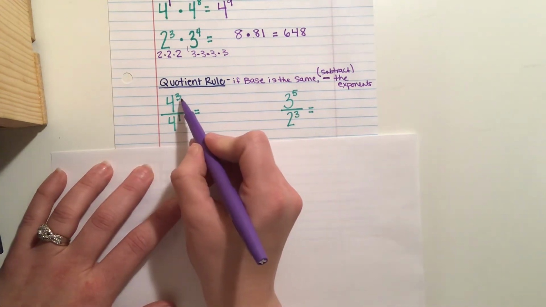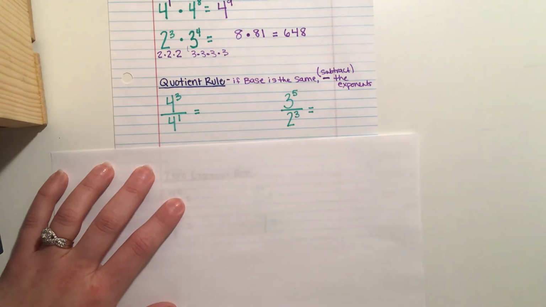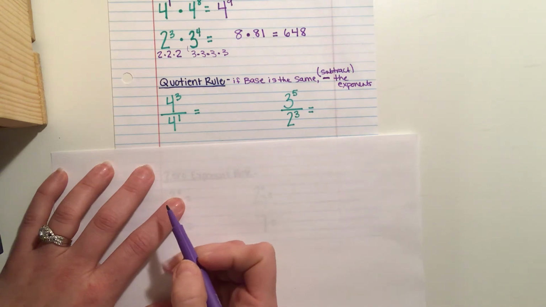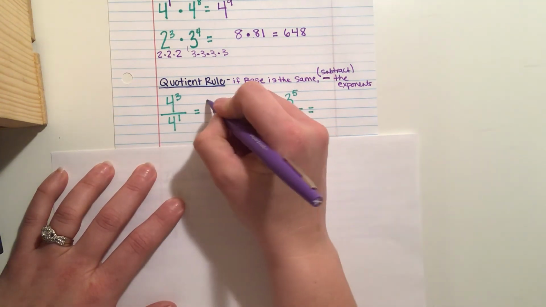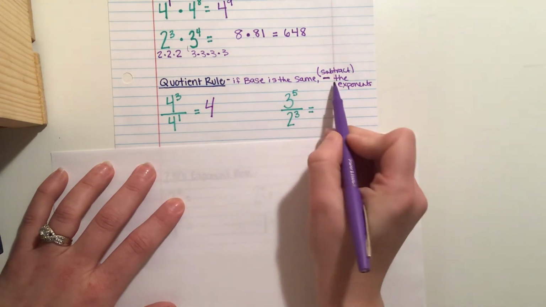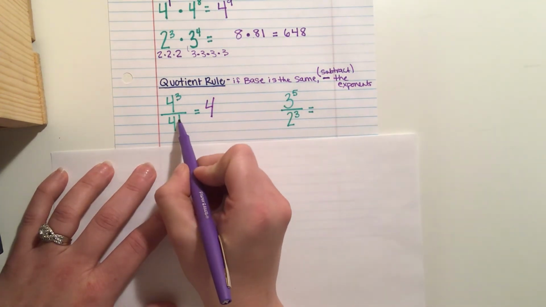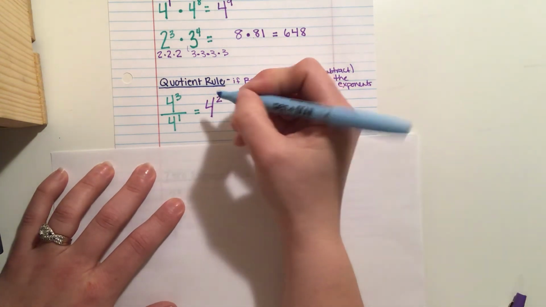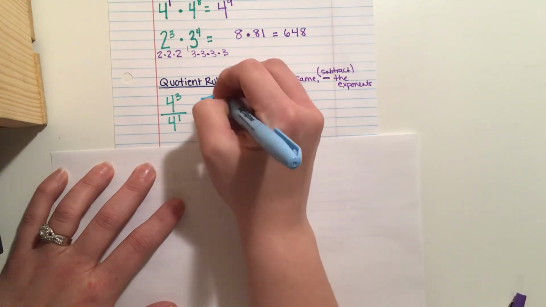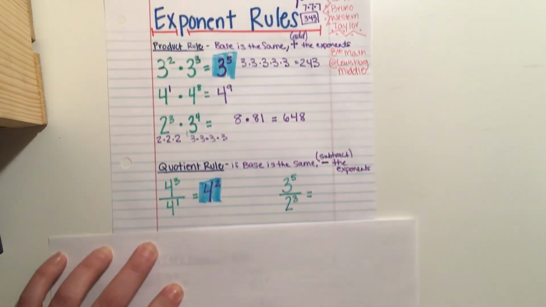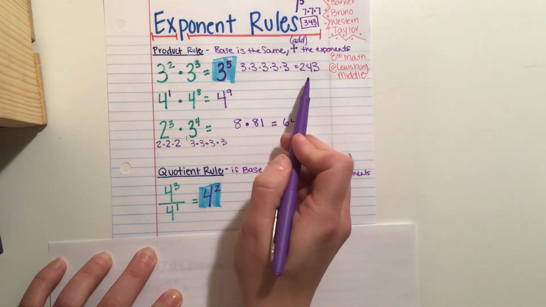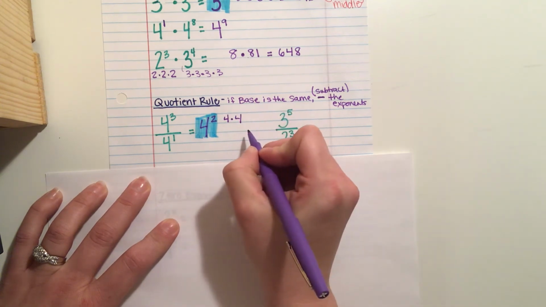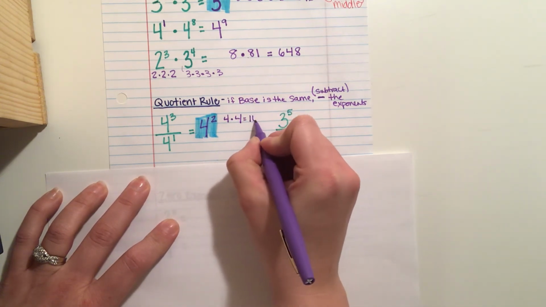So let's look. I have 4 to the third divided by 4 to the first. So 4 to the third over 4 to the first. Are the bases the same? Yes, they're both a base of 4. So let's keep that base. Now let's subtract the exponents. 3 minus 1 is 2. So my answer is 4 to the second power. And like I said earlier, you can go ahead and break this all the way down and show the different types of answers. So 4 to the second would be 4 times 4, which would also be 16.